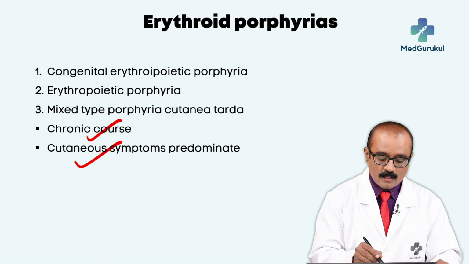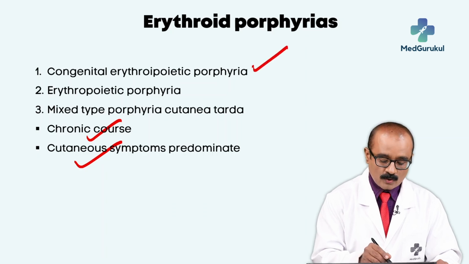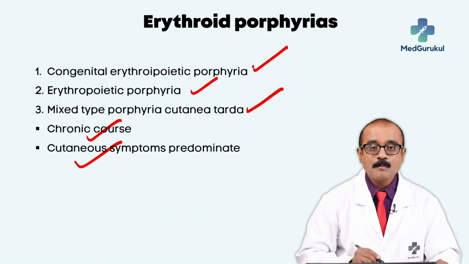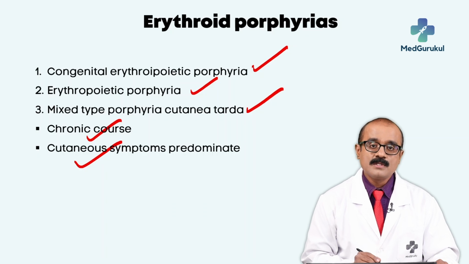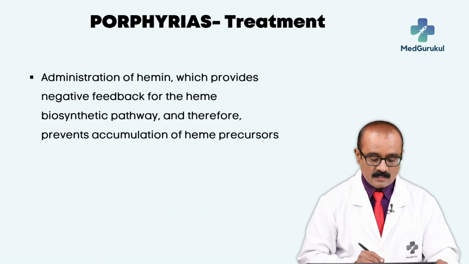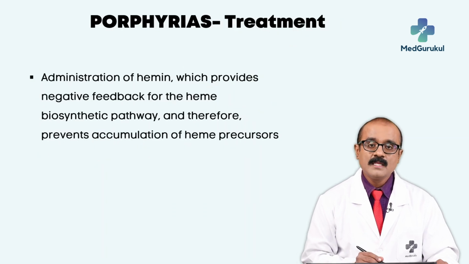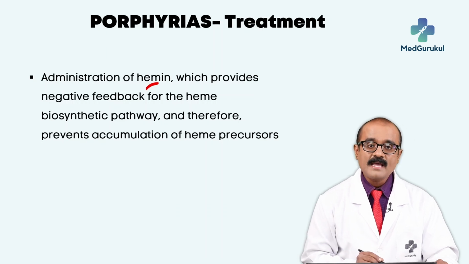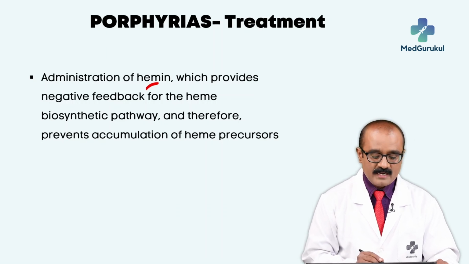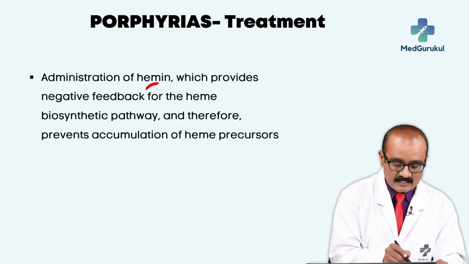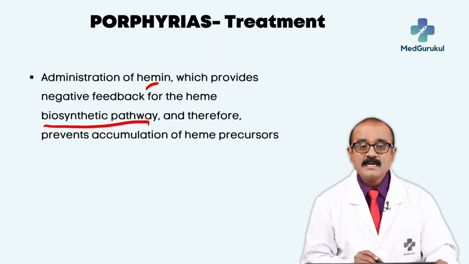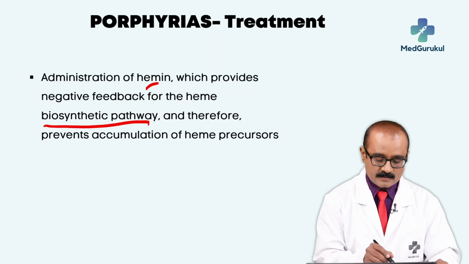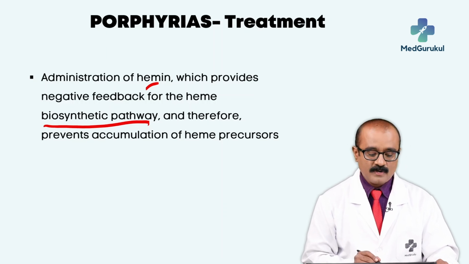The types are congenital erythropoietic porphyria and mixed type porphyria cutanea tarda. So, these are the hepatic as well as erythroid types of porphyrias. Coming to the treatment of porphyria, administration of hemin provides negative feedback inhibition, which inhibits the biosynthetic pathway and therefore prevents the accumulation of heme precursors. So, that is why administration of hemin is a very good treatment for most types of porphyrias.